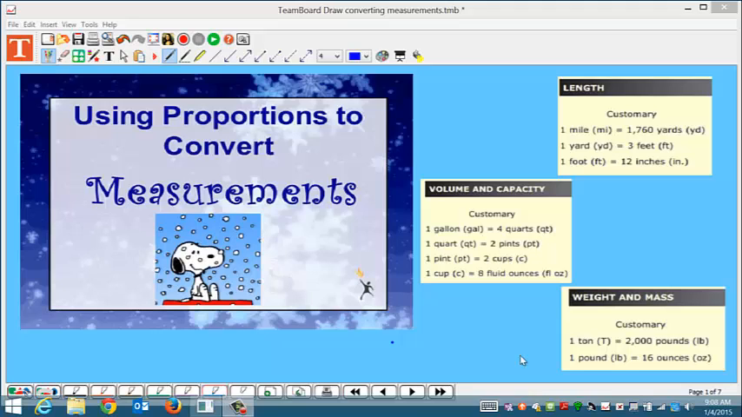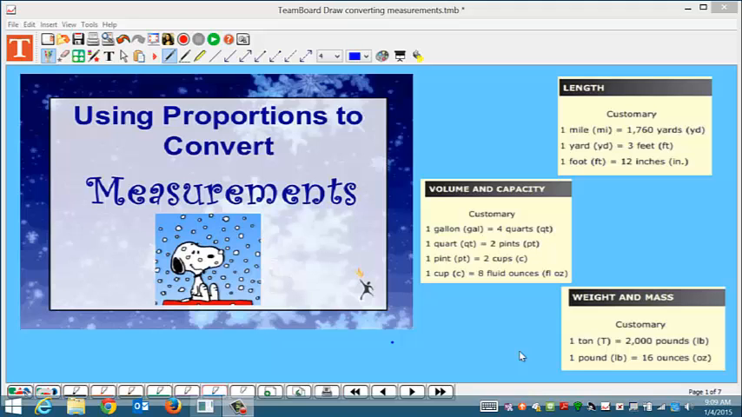The United States uses two types of measurement systems. The first one is the customary system, which has been used for centuries and centuries, such as the cups, the gallons, the miles, the inches, pounds and tons and ounces. And then the other one is relatively new. It's the metric system, and it's the most commonly used system throughout the world. And that would be like your meters, your grams, your milligrams, your milliliters, your centimeters.